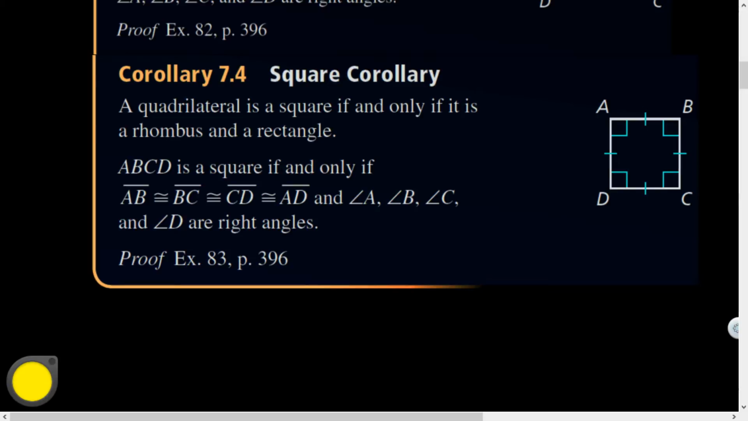Square corollary. A quadrilateral is a square if and only if it is a rhombus and a rectangle. Okay, both of those at the same time. Good old squares. We love you.